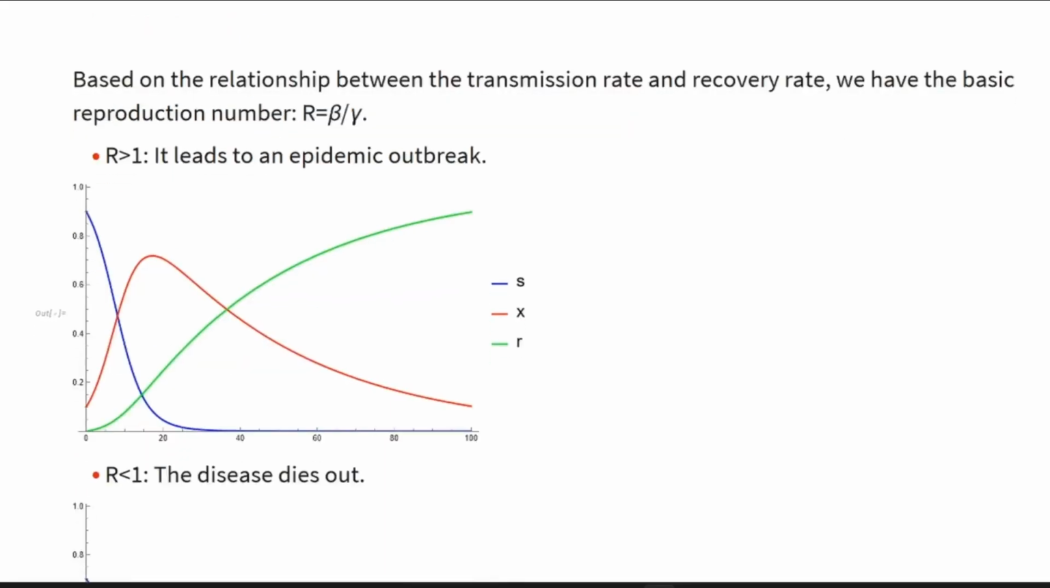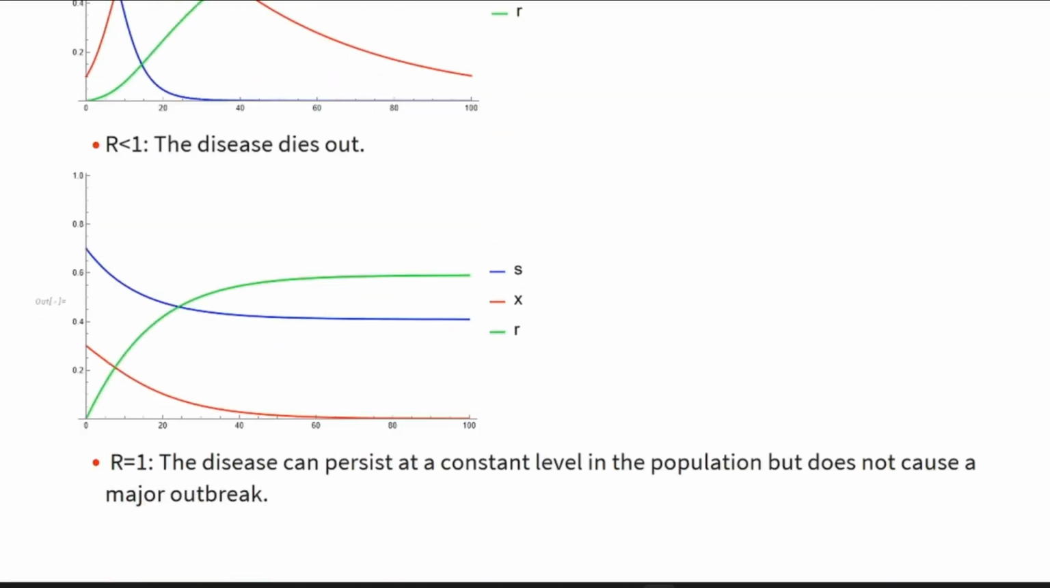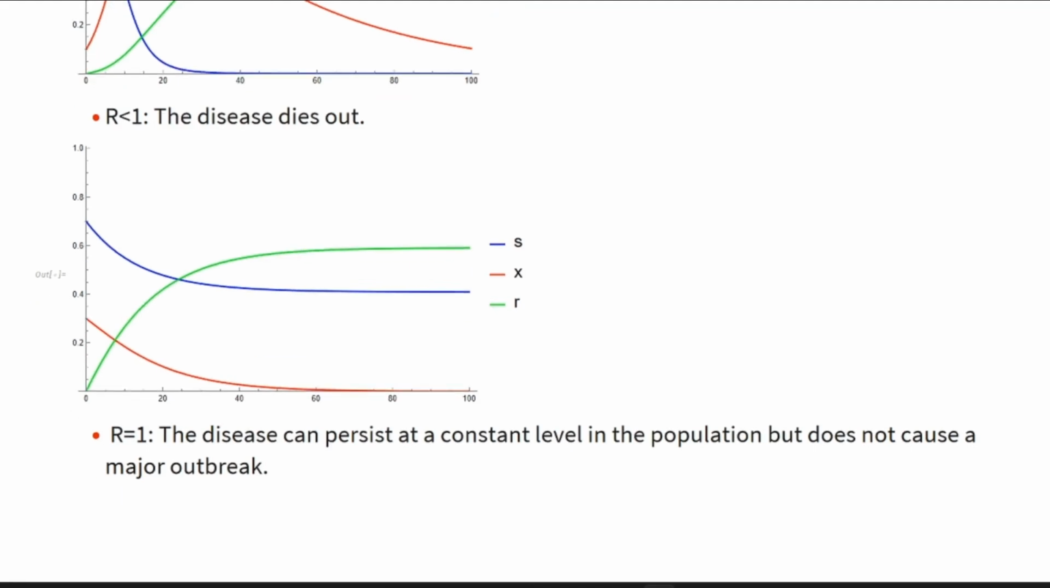And based on the relationship between the transmission rate and the recovery rate, an important parameter in epidemiology arises: the basic reproduction number, denoted as R. When R is greater than 1, each infected individual is infecting more than one person. Now, when R is less than 1, each infected individual is infecting fewer than one person. And finally, when R equals 1, the disease is neither spreading rapidly nor dying off. It can persist at a constant level in the population, but it doesn't cause a major outbreak.